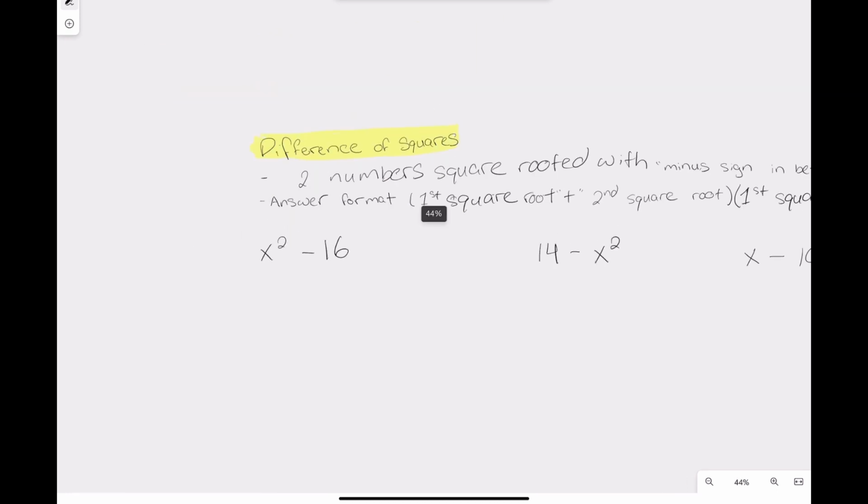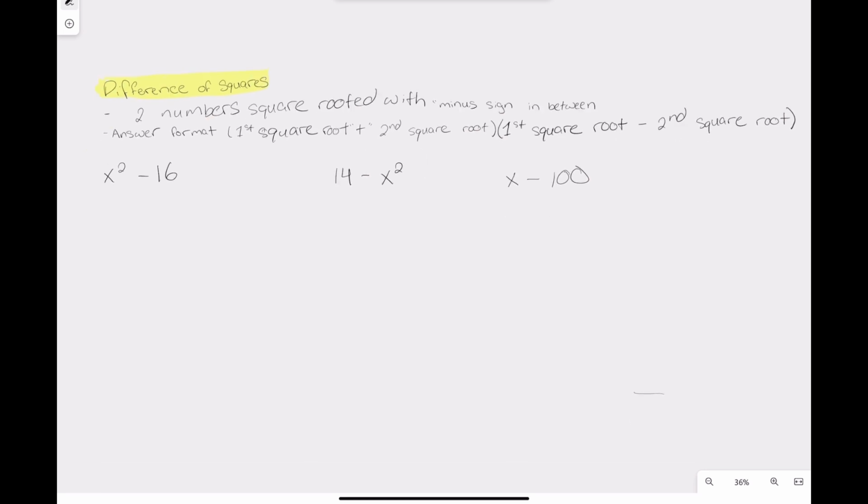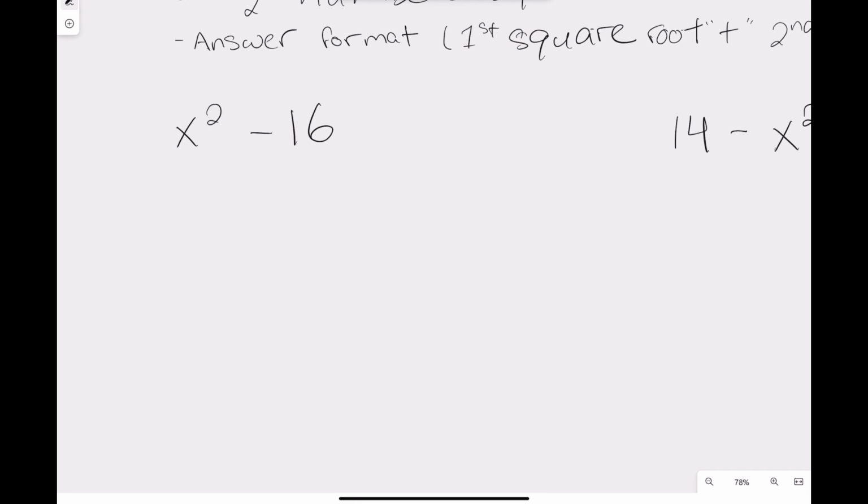Next thing we're going to be talking about is something called difference of squares. It's a type of factoring where you have two numbers that can be square rooted with a minus sign in between. So when there's a number or a variable squared minus a number that can be square rooted, for example, x squared minus 16. We're going to square root both numbers. So the square root of x squared is x, and the square root of 16 is 4.